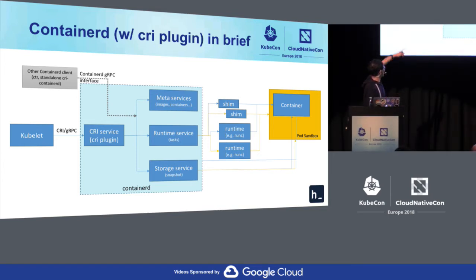Before the CRI became a plugin, it used a standalone process. The process would use the gRPC interface to call the services of Containerd. That's pretty similar.